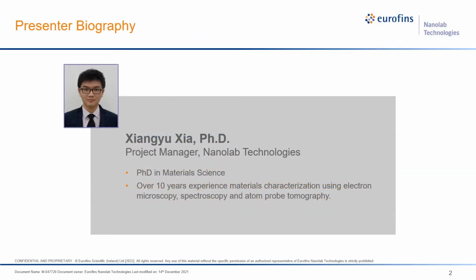First, a little bit about myself. My name is Xiangyu Xia. I'm currently a project manager at Nanolab Technologies. My specialty is on materials characterization using the combination of electron microscopy, spectroscopy, and atom probe tomography.